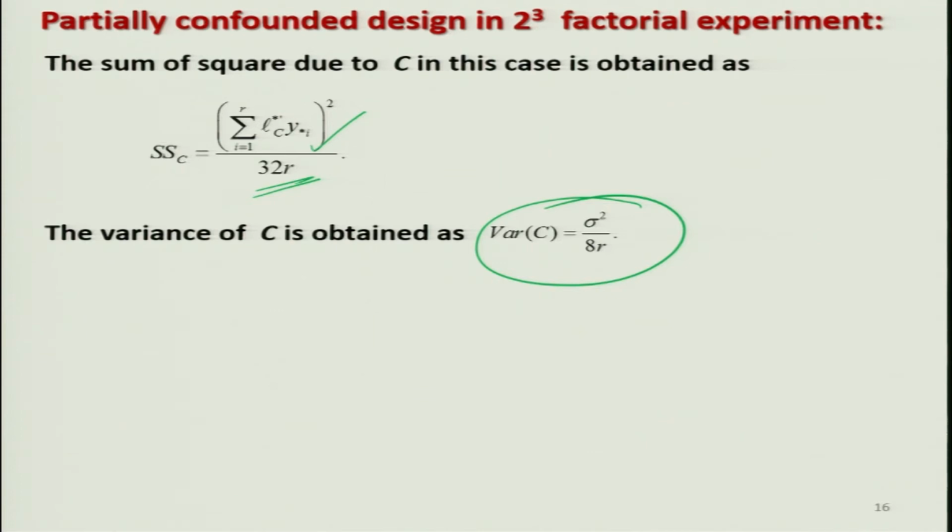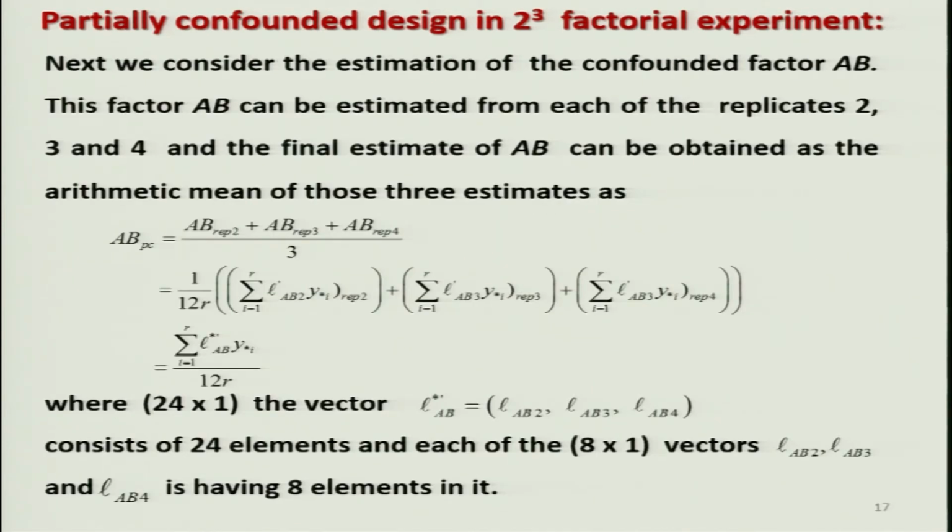Well, so now we have completed the estimation, finding out sum of squares and variance for those effects which are not confounded. So, now we come to the second part where we are going to do the same exercise for those effects which are confounded. So, first we consider the estimation of factor AB. The factor AB is confounded in the replicate 1. So, it can be estimated from the replicates 2, 3 and 4. And the final estimate of AB can be obtained as the arithmetic mean of these 3 estimates.